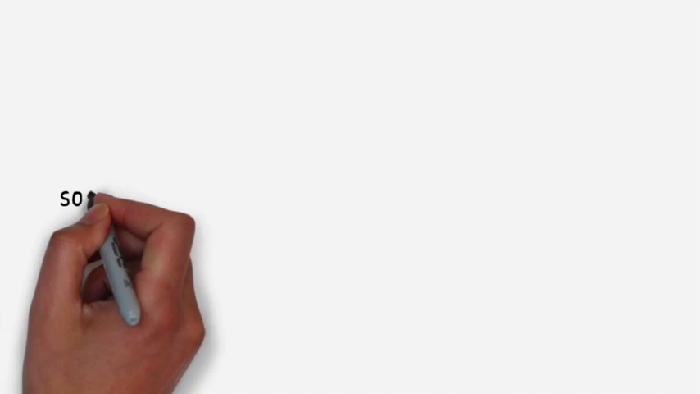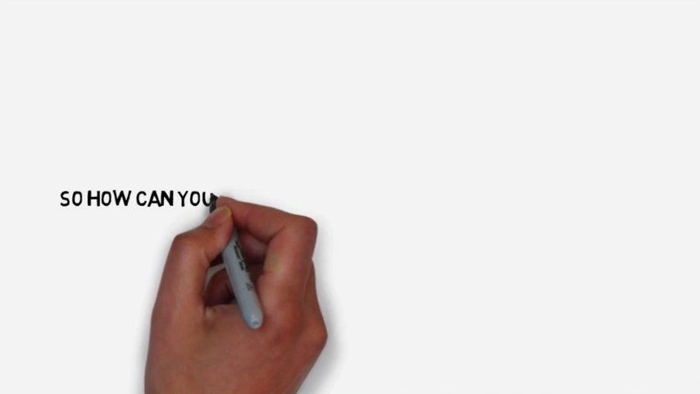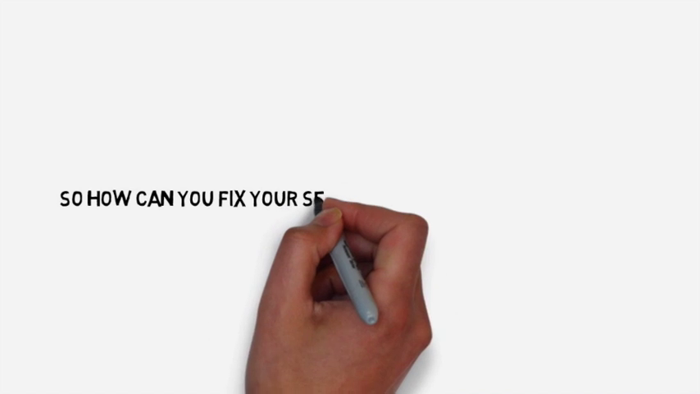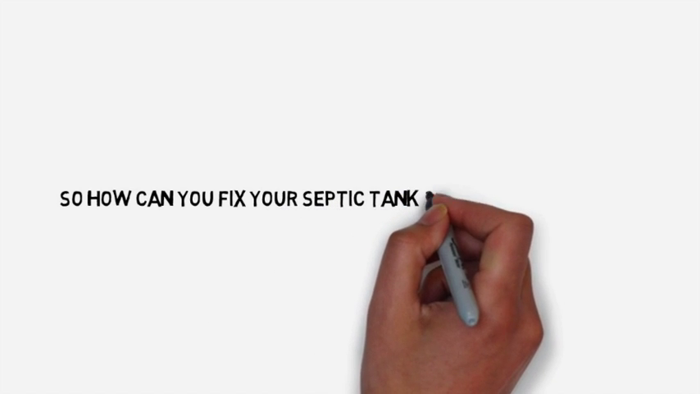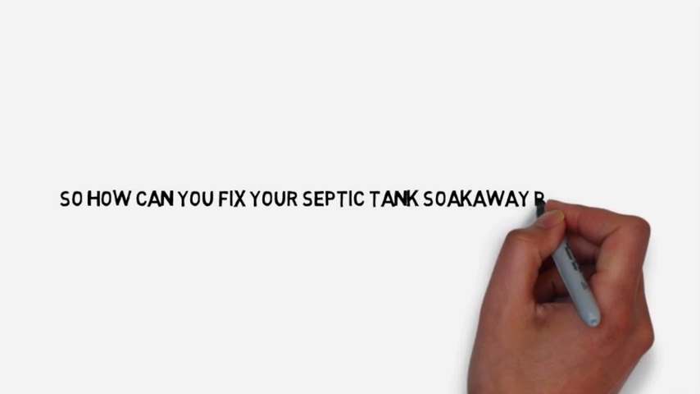Okay, so if those two options, which are common solutions, aren't viable, what is the solution that's going to save you and me thousands of pounds in repair costs and save having to replace and repair your septic tank and soakaway? So, how can you fix your septic tank and soakaway problems?